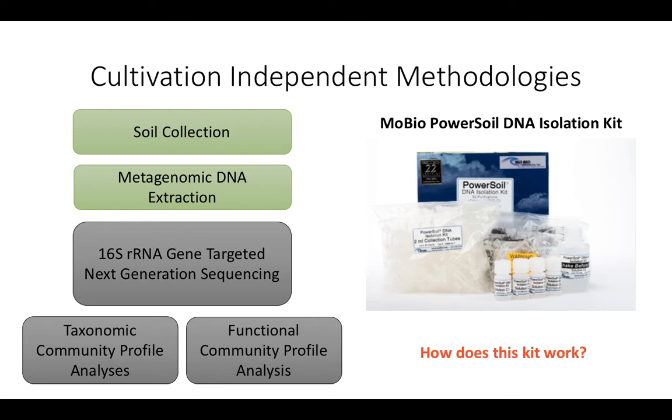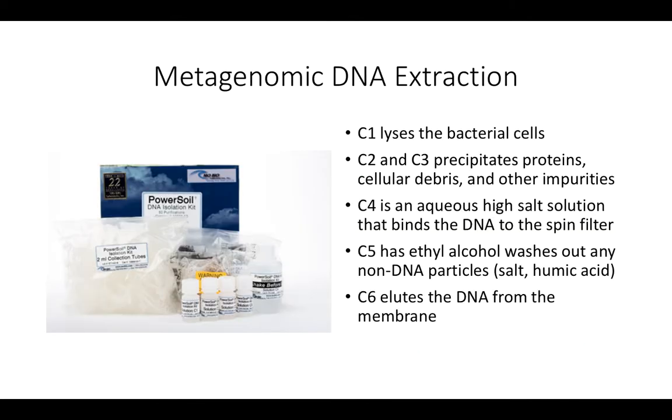Take a moment to review how this kit works. The Microbiome Power Soil DNA Isolation Kit comes with 6 reagents. The first, C1, lyses the bacterial cells, releasing the DNA into the environment. C2 and C3 precipitate out the proteins, the cellular debris, and other impurities from the soil sample, while C4 is the aqueous high salt solution that binds the DNA in the soil sample to the spin filter.